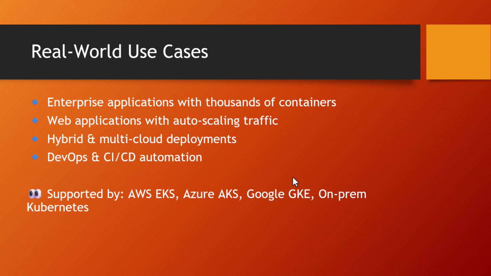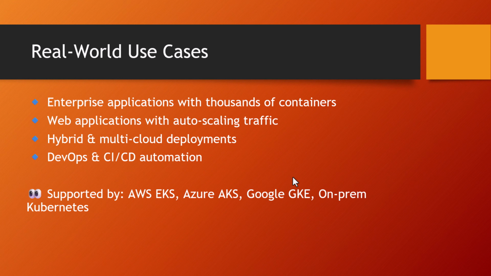And the next is web applications with autoscaling traffic. Imagine an e-commerce site during a sale, traffic spikes, and you need more app instances instantly. Kubernetes detects the load and automatically scales your application up or down to handle the traffic smoothly.